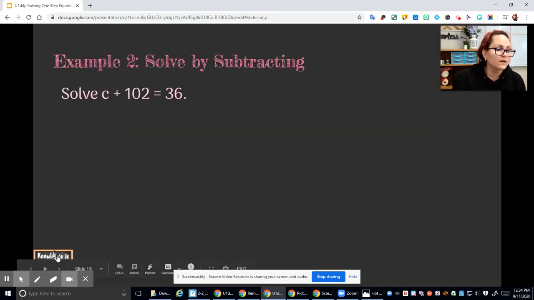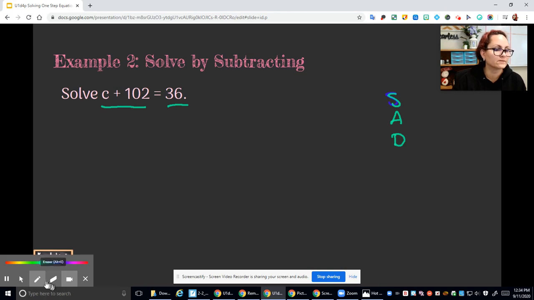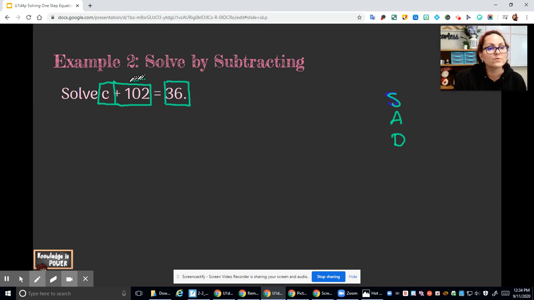Right here. So let's follow the steps of SAD. And I'm going to pick a better color. Okay. The question we're going to ask is, is it simplified? Yes. Great. I'm looking at the terms, okay? So basically I put lines in front of pluses or minuses, and the equal also will separate things, okay? So here's our terms, right? We want to get the C term by itself, the variable term by itself. So who is with the C?